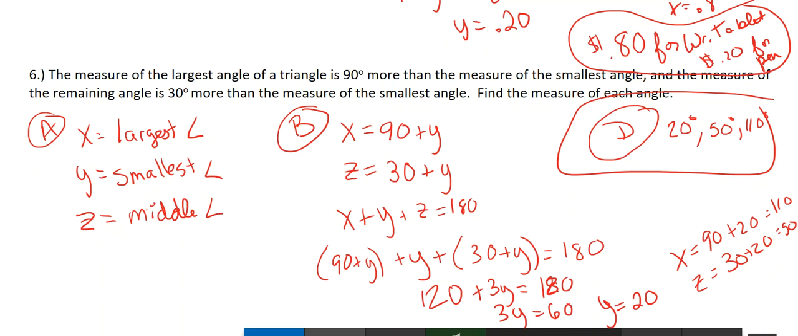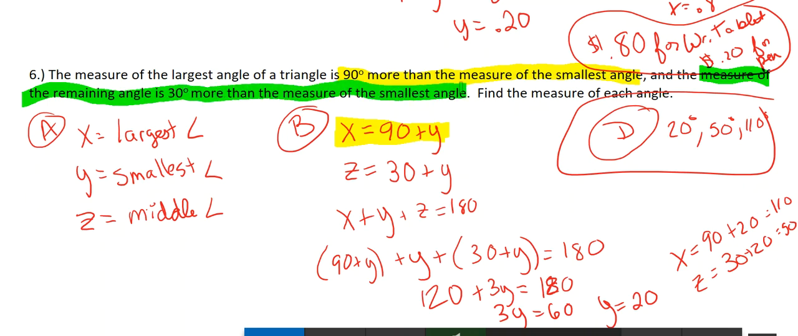When it talks about the measure of the largest angle of a triangle is 90 more than the measure of the smallest, that's the first equation, 90 more than the measure of the smallest. So I took 90, added to the smallest, which in my case was y. The second part is the measure of the remaining angle is 30 more than the measure of the smallest. So again, to find the middle, I added 30 to the smallest. Now this third one might be a little bit different, or hopefully you figure that out. A triangle is 180, so we have to add all 3 angles to get 180.